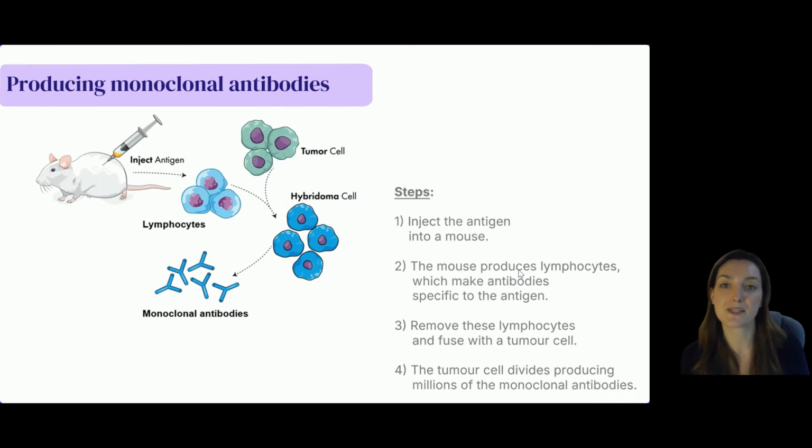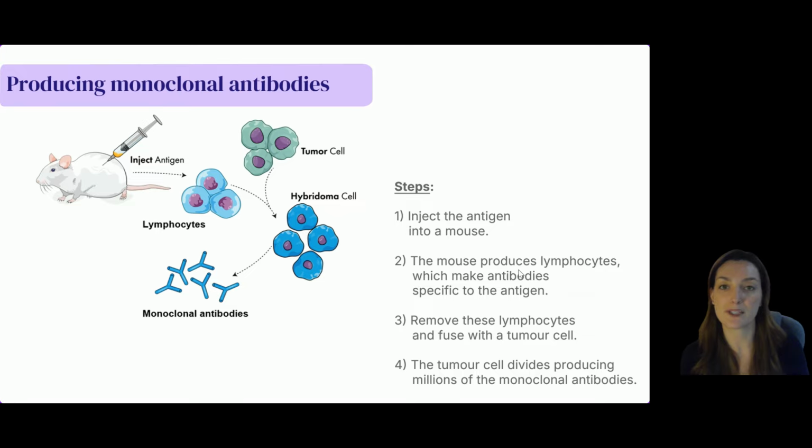Let's recap the process of producing monoclonal antibodies. Here's a diagram to remind you of the different steps. First of all, we're injecting the mouse with an antigen. The mouse will produce lymphocytes, and those lymphocytes will produce the monoclonal antibodies, which have a complementary shape and are specific to that antigen. We need to remove the lymphocytes from the mouse.